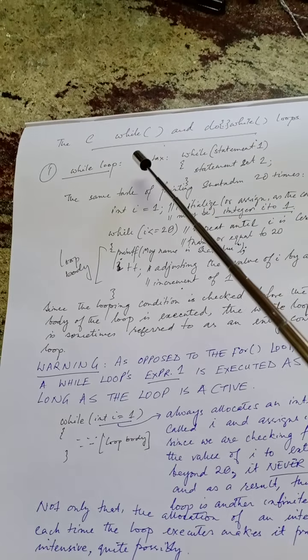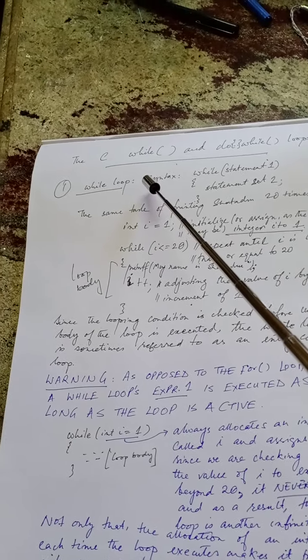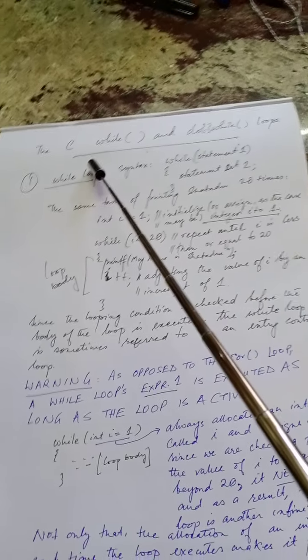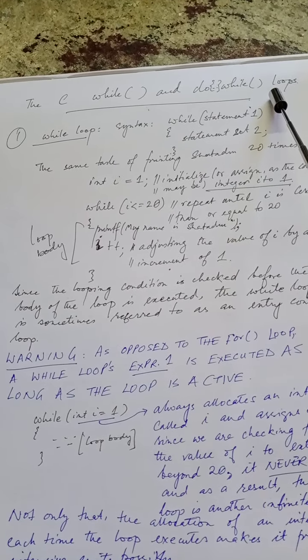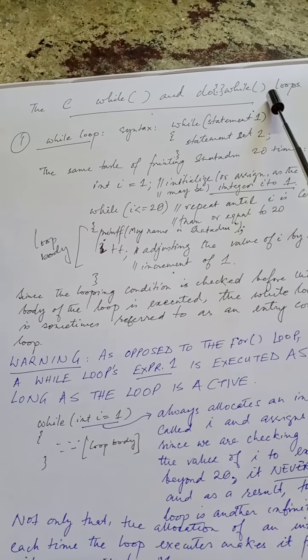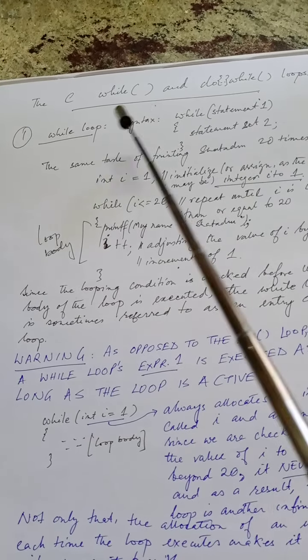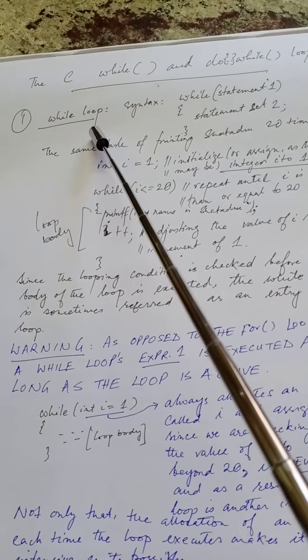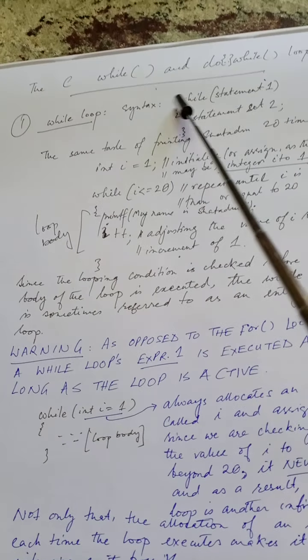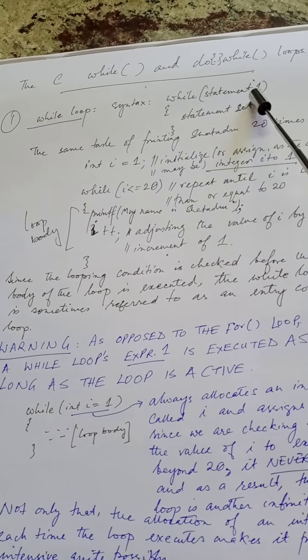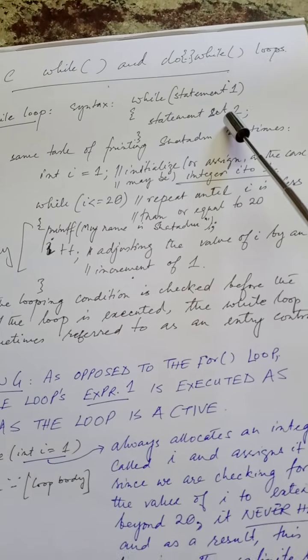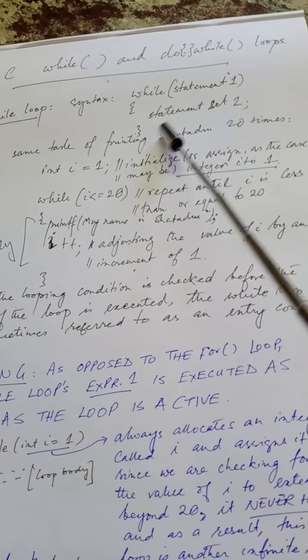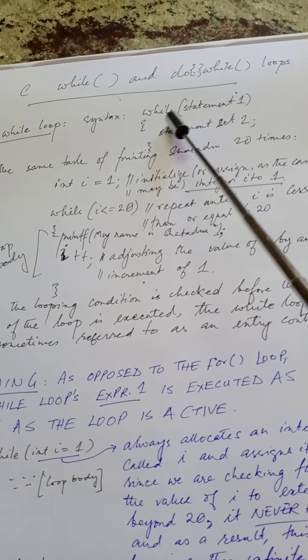Now let us come to the while and do while loops. So what is the while loop? The syntax of the while loop is: while some statement, that is statement 1 we are calling it, and statement set 2, whatever, within the body of the loop. So this is the body of the loop.